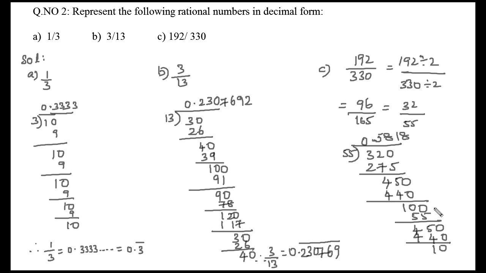So if you observe this, the digits are repeating. Therefore, we can write the decimal expansion for 192 upon 330 as 0.5818 bar. As the digits 1 and 8 are repeating, I will consider the bar over the two numbers 1 and 8.